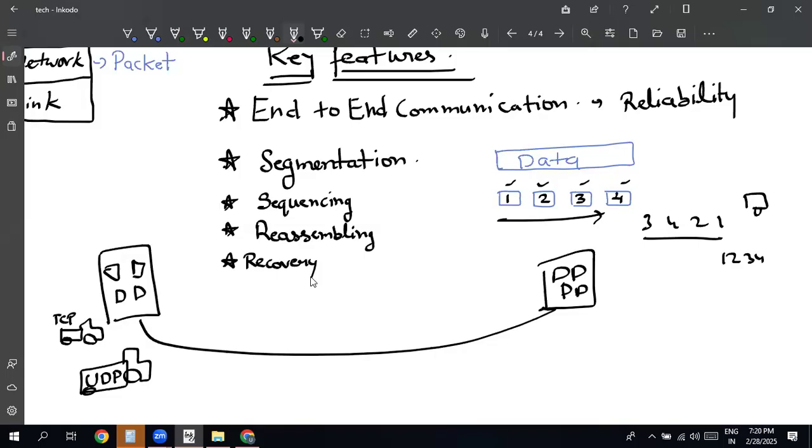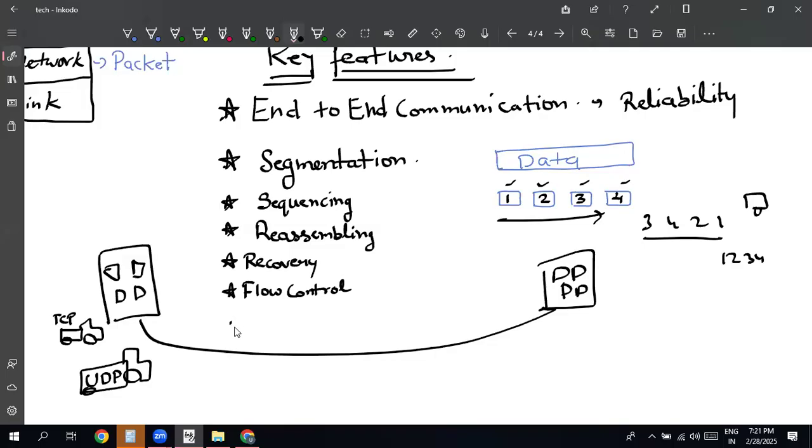Then there is the flow of the traffic. Sometimes your receiver is getting overwhelmed with the traffic that you're providing. Then the transport layer has one more key responsibility, which is called flow control. Flow control manages the entire traffic flow between the sender and the receiver, so that none of them gets overwhelmed, and a traffic bottleneck is not created there. That is also one of the key features of the transport layer.